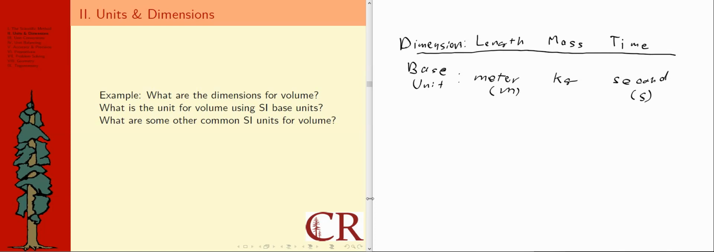The dimensions for volume. Some of you may already know that it's length cubed, and that might make sense because if I had a box, let's say, that had a length, a width, and a height, I think a simple volume formula for that would be volume is equal to length times width times height. So as a physicist, I would be inclined to write a formula like this, with L representing length, W representing width, and H representing height.